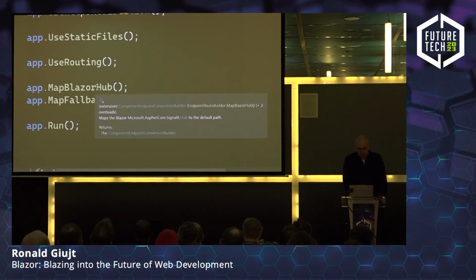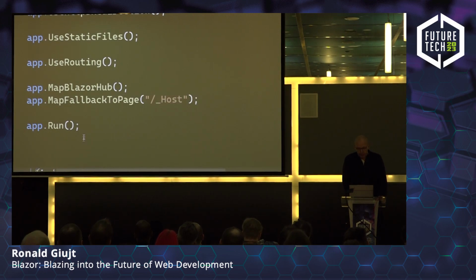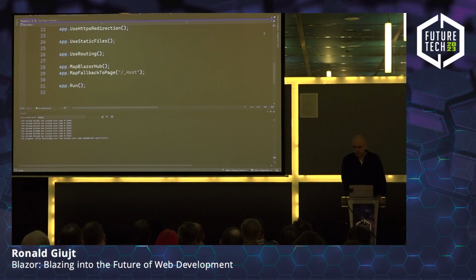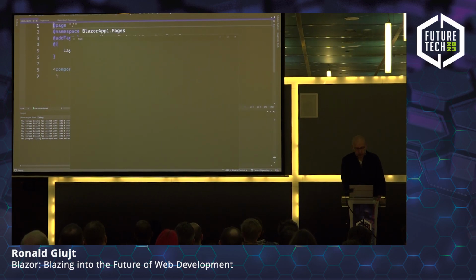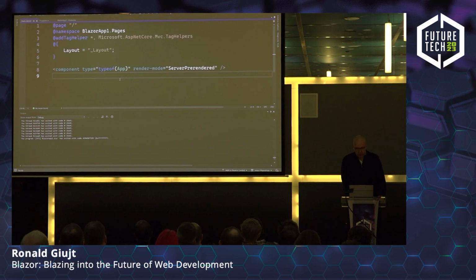And when the request isn't meant for the hub, it will fall back to this /_host page. So what is that? Let's take a look. _host, where is it? It's actually in a folder called Pages. And this host file has this.